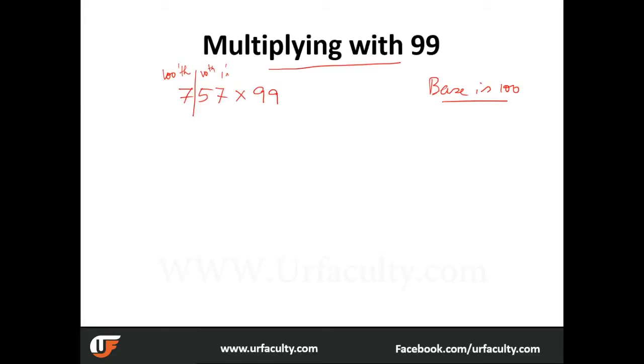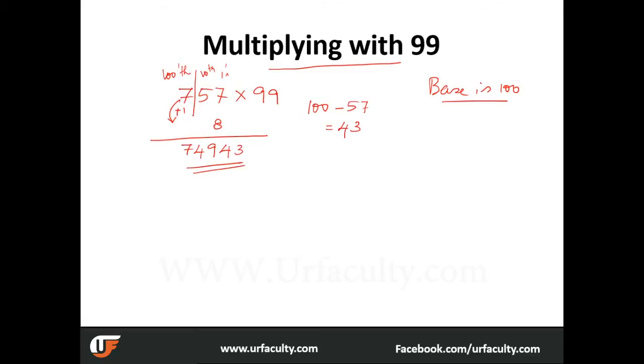So what do I do there? I add 1 to it. So I get 8. So what is the answer here? 749. And then what do I do after that? I take 100 as the base and subtract 57 from it. And what do I get? I get 43. So I just need to write it over here.